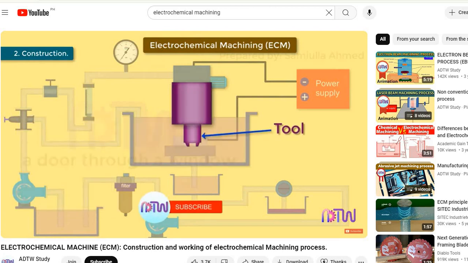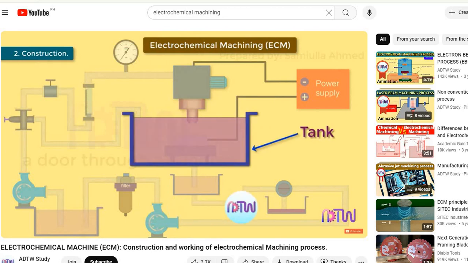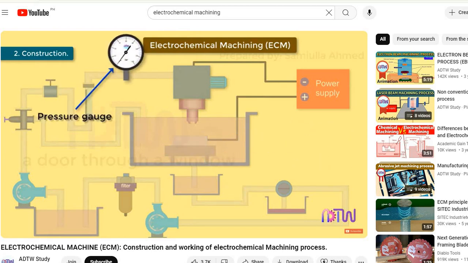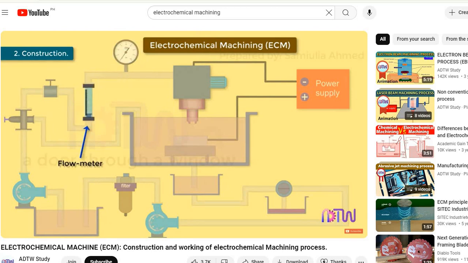Tool. The tool is a replica of the shape required on the workpiece. Tank. This holds the electrolyte in which the tool and workpiece are immersed. Workpiece. Workpiece holding table. Pressure gauge. It shows the pressure at which the electrolyte is supplied to the tool. Flow meter. It shows the rate of flow of electrolyte to the machining area.